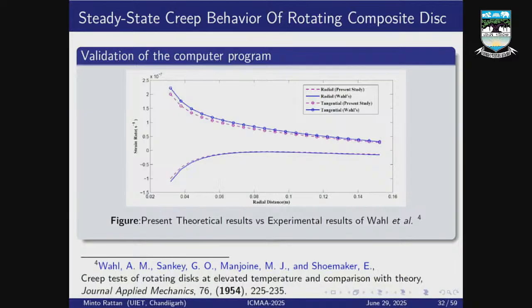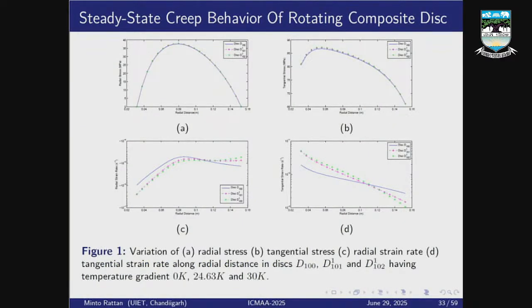A good agreement and similar trends observed between the present theoretical and Wahl's experimental strain rates inspire confidence in us. Based on the above mathematical formulation, a computer code in MATLAB has been generated to calculate the steady state creep behavior of the disks subjected to uniform, linear and non-linear thermal gradation. Results are compared graphically to study the effect of thermal gradient at elevated temperatures.